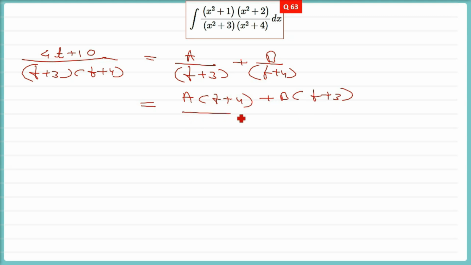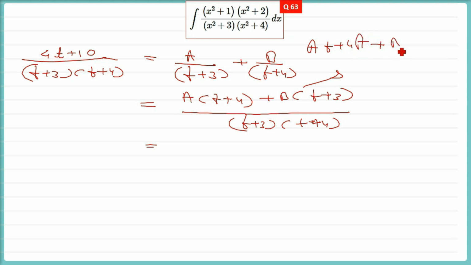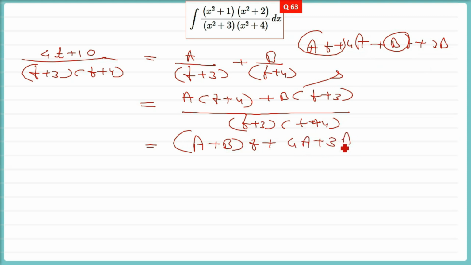So take the LCM. T plus 3 and t plus 4 will come in the denominator. So at plus 4a and bt plus 3b. Combine these similar terms, that is a plus b multiplied by t, and here 4a plus 3b, which will be a constant term. The denominators, of course, you know that they are going to get cancelled because left and right have t plus 3 and t plus 4.